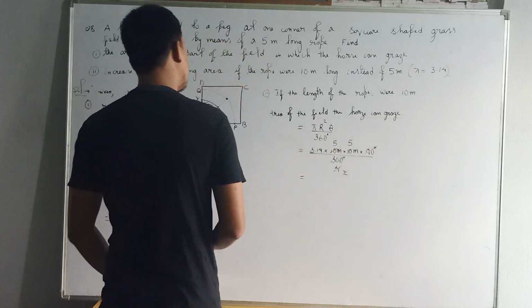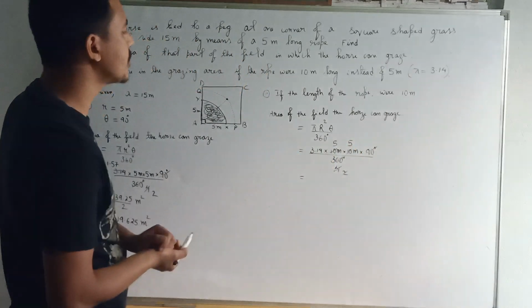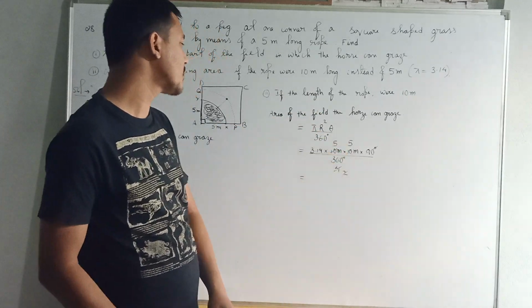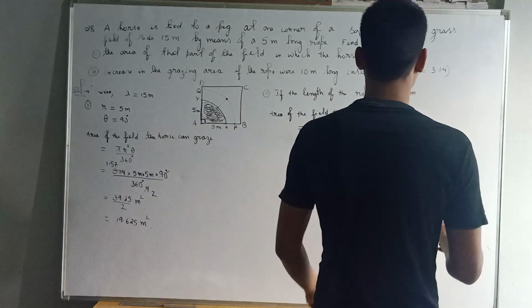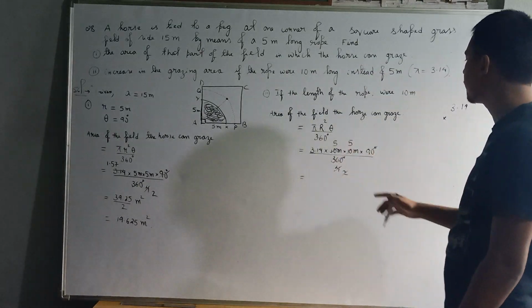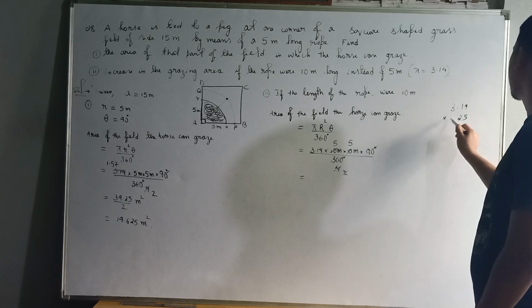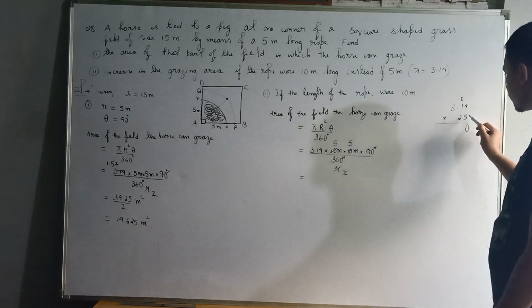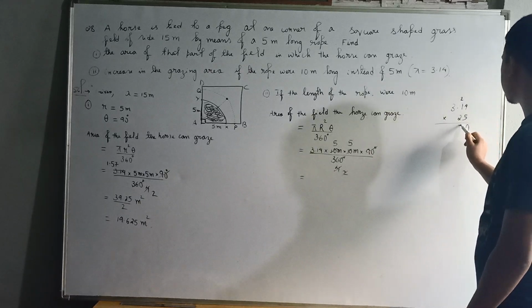So I'm going to multiply 3.14 times 5 meters times 5 meters. So 3.14 into 5 times is 25. 5 times 4 is 20, we have 2 in hand. 5 ones are 5 plus 2, 7.